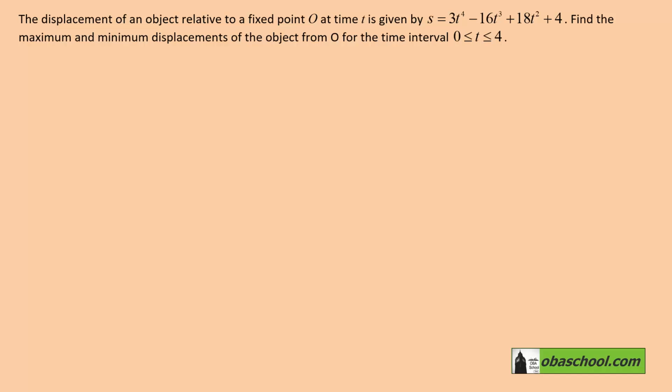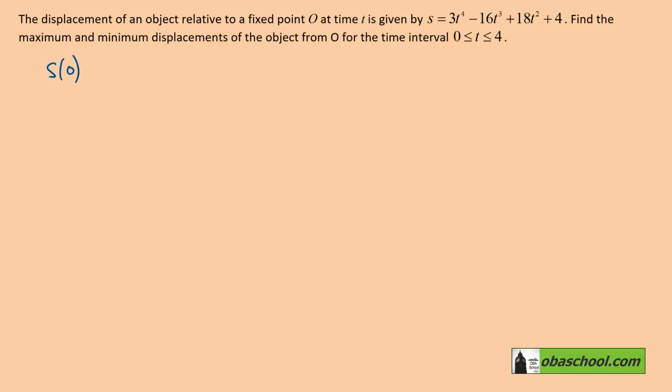The displacement of an object relative to a fixed point O at time t is given by s = 3t^4 - 16t^3 + 18t^2 + 4. Find the maximum and minimum displacements of the object from O for the time interval t = 0 to 4.